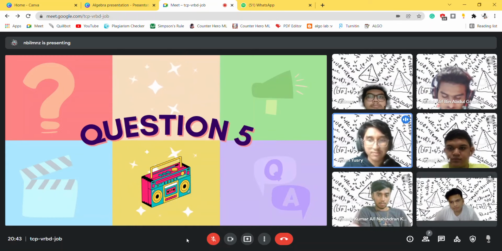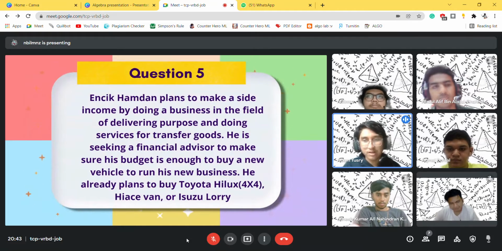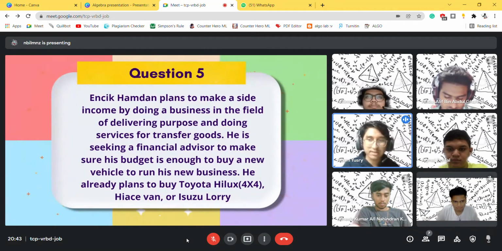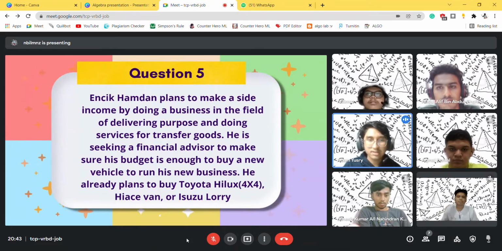Next we're going to move to question 5. Question 5 involves our group programming project. Question 5 is about Encik Hamdan, who plans to make a side income by doing a business in the field of delivery and doing service for transferring goods. He is seeking a financial advisor to make sure his budget is enough to buy a new vehicle to run his new business. He has planned to buy a Toyota Hilux, a Hiace van or an Isuzu lorry.